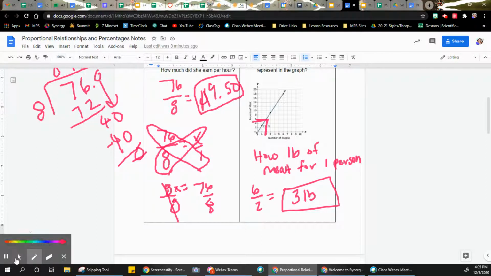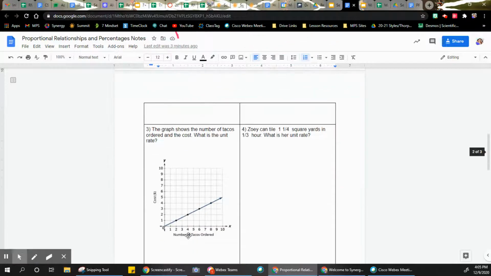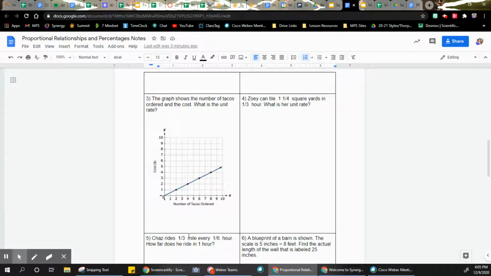All right, let's move on to my next question. Number 3 says the graph shows the number of tacos ordered and the cost. What is the unit rate? So remember, our unit rate is going to be our base amount, how much is going up each time. So if I look here, 1 doesn't quite give me a clear amount.